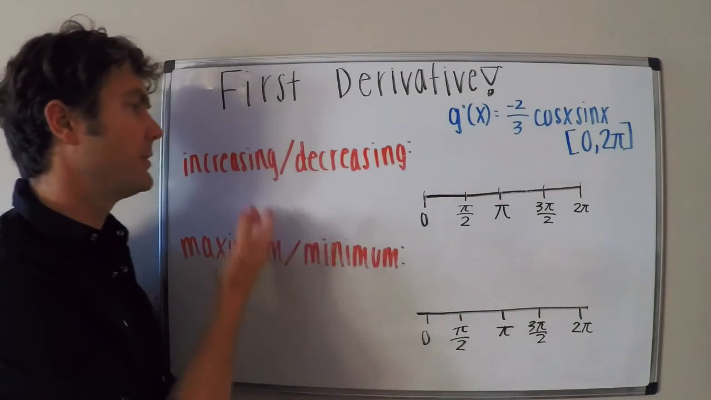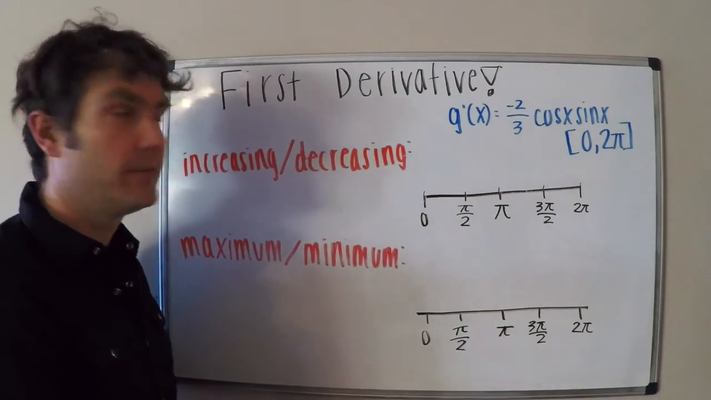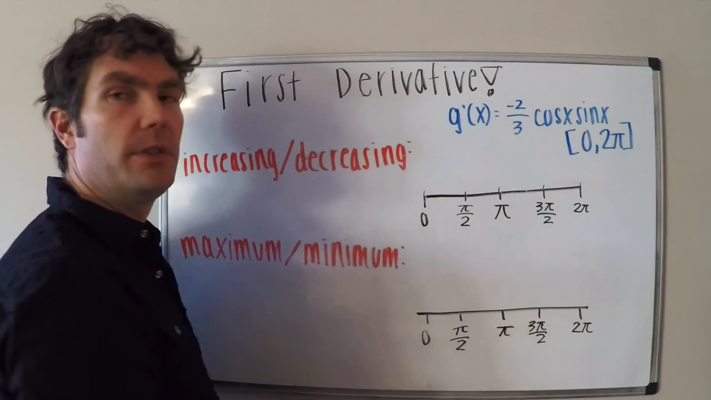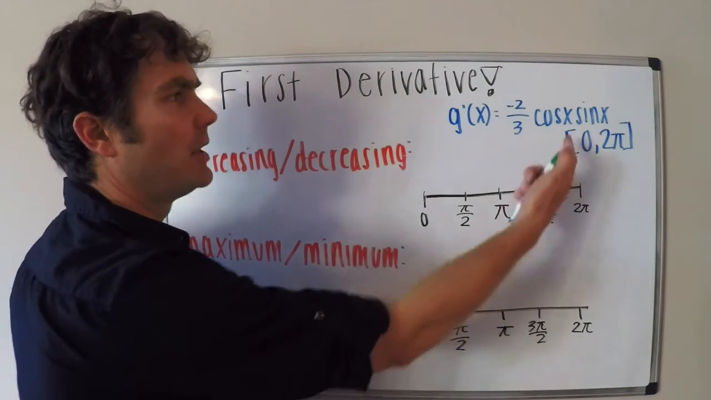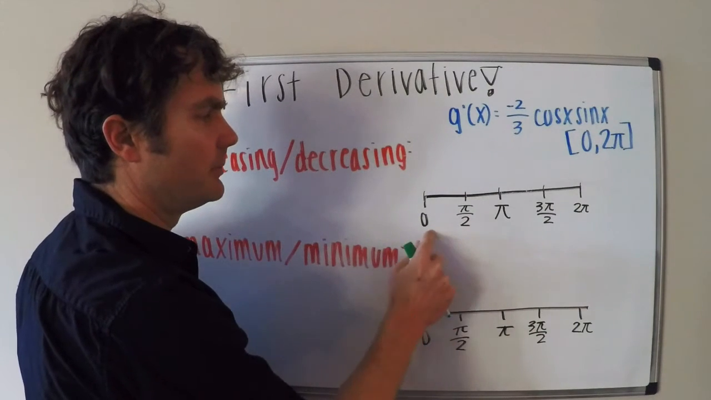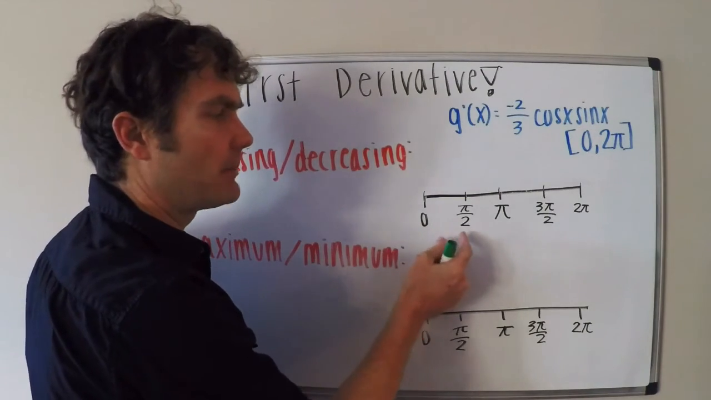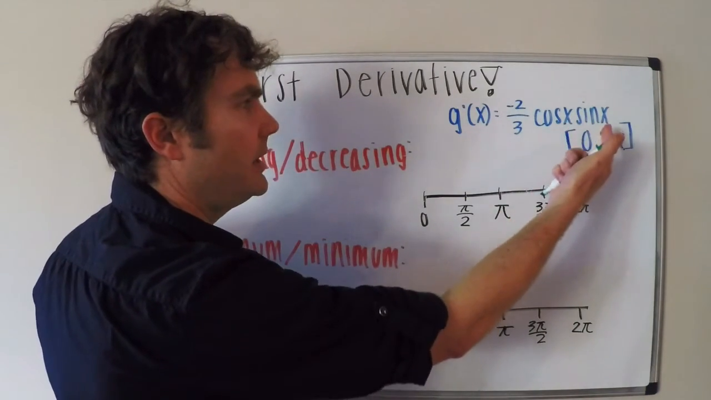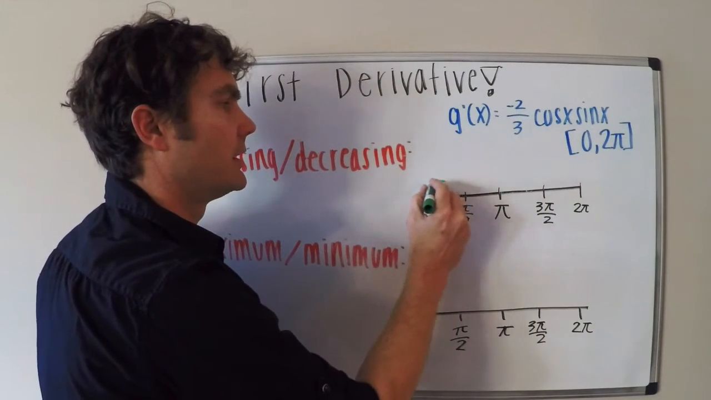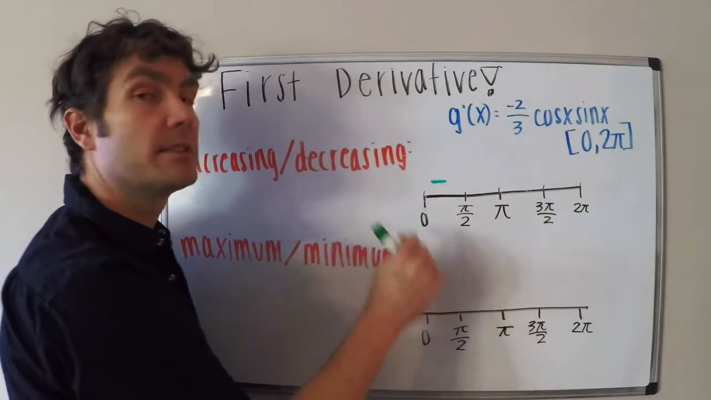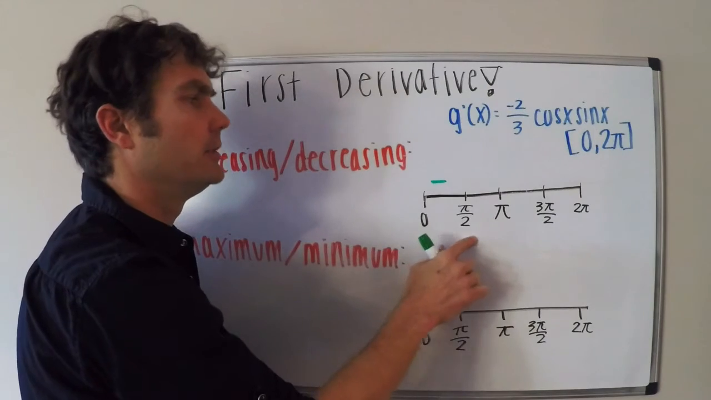So how do we do this? How do we figure out if it's increasing or decreasing over this interval? Just plug in values for x into the derivative and see what they are. So if I plug in, say, a value in this interval between 0 and pi over 2, I can pick pi over 4. If I plug pi over 4 in here, I will get a negative number, and so this is a negative interval, which means the function is decreasing from 0 to pi over 2.